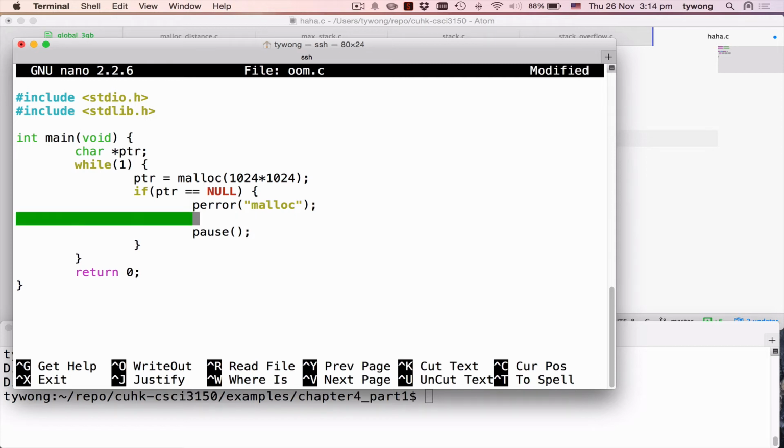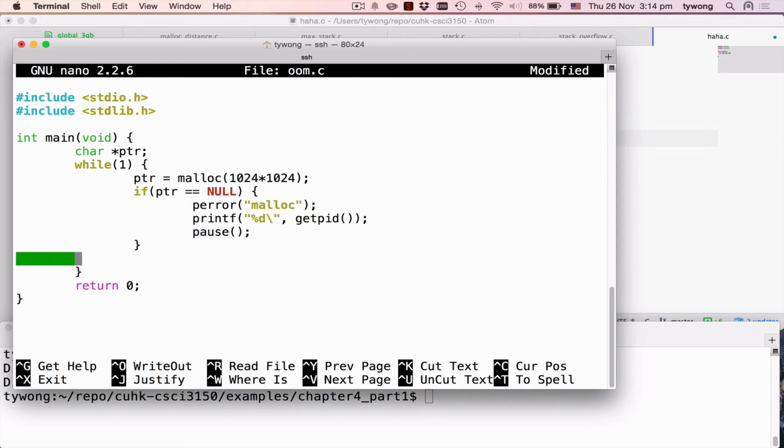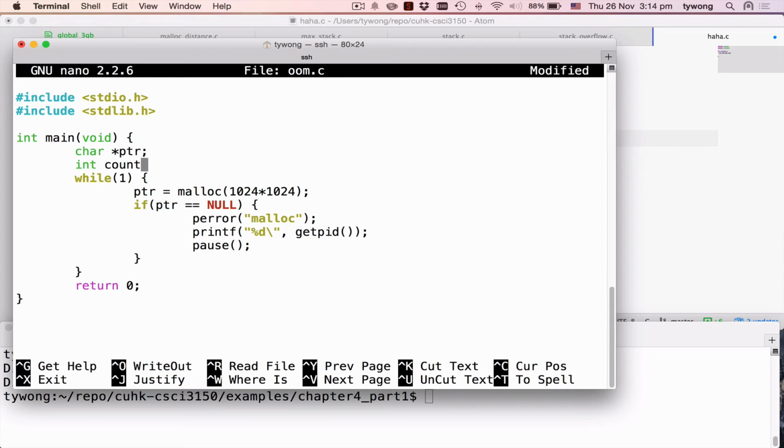I better also print out the PID, maybe by the time it stops, so that we can together go to see what is going on inside. What do you need more? Maybe we also add a counter to count how many maps I allocate. So I will print out how many maps I allocate.